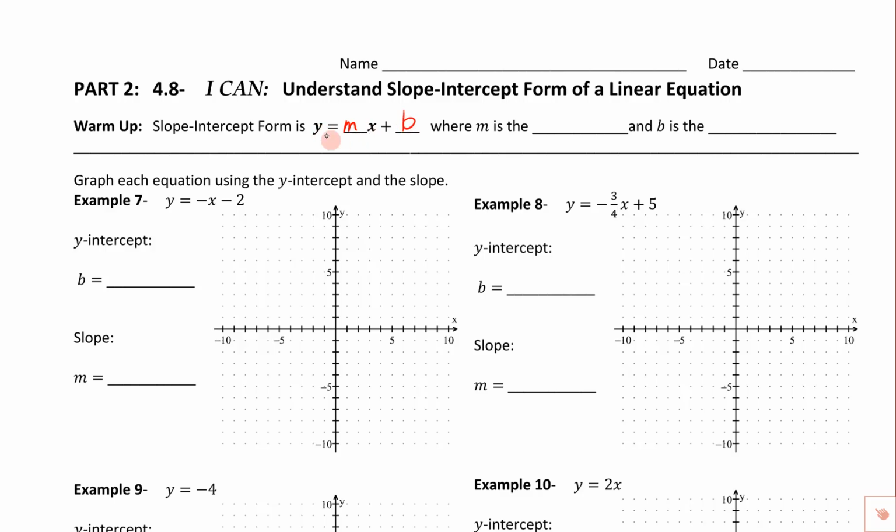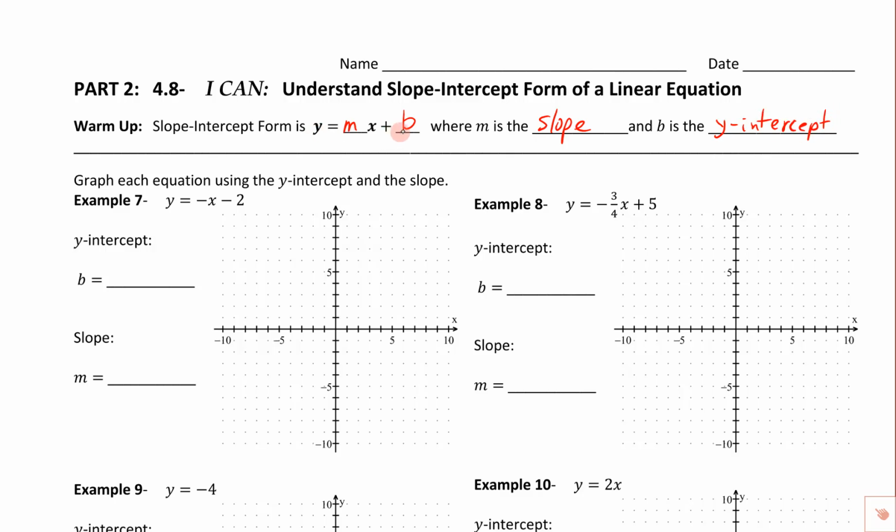Remember, the x's and the y's, those are the numbers that we plug in or get out. Those are the points that make the equation true. And m is the slope. That represents how steep the line is and in which direction it slants. And b is called the y-intercept. That's where it crosses the y-axis.